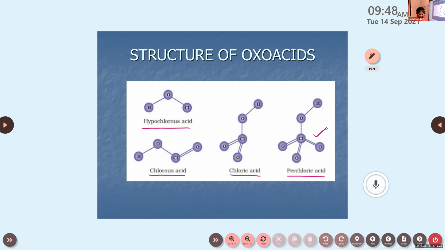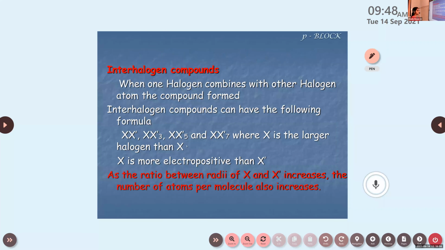Okay, then we are moving to the last part of this group 17, that is interhalogen compounds. What is the meaning of interhalogen? The compounds formed between these halogens themselves: fluorine, chlorine, bromine, iodine, etc. When one halogen combines with another halogen atom, the compound formed is known as an interhalogen compound.